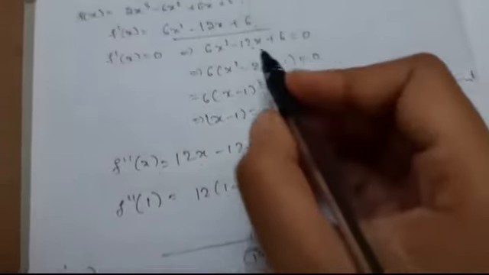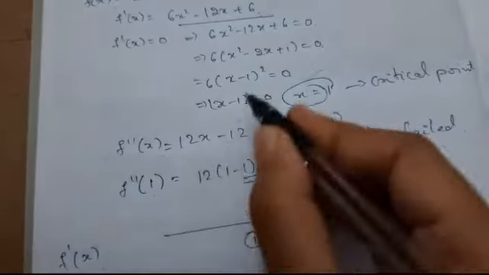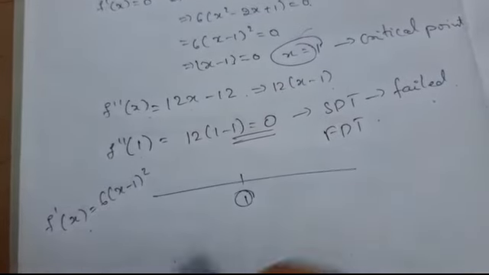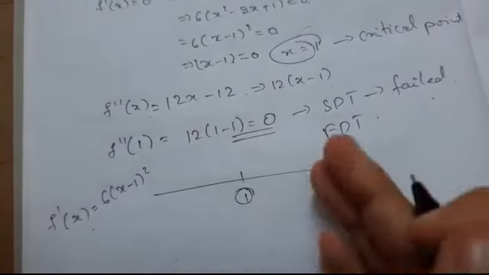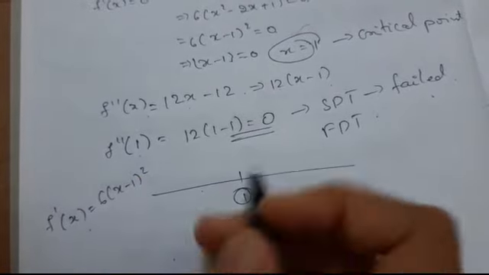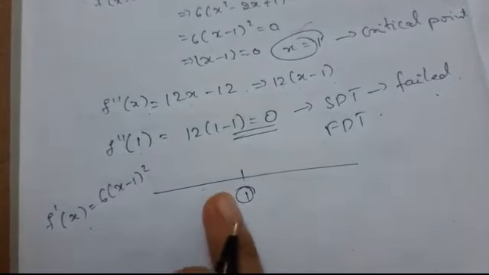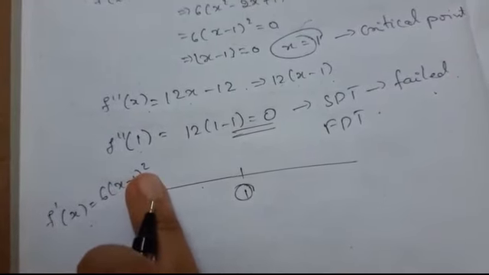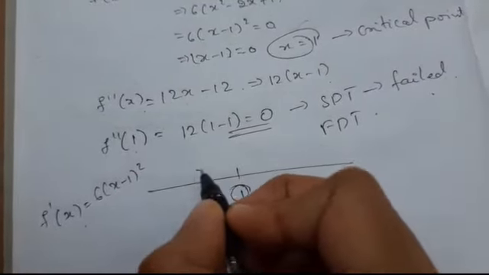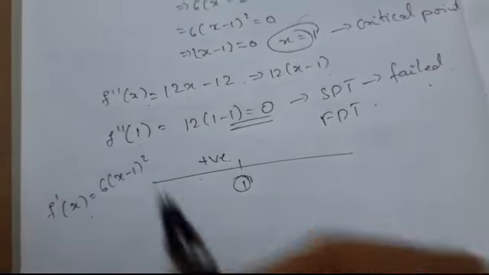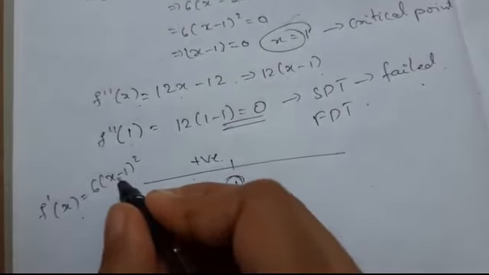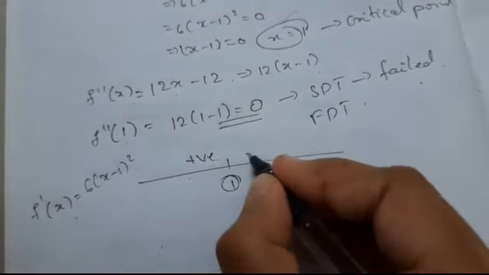So what was our f dash of x? f dash of x was 6 into x minus 1 whole square. So taking a point towards the left of 1, if I take any point from the left side, say 0, then 0 minus 1 is minus 1 whole square. It is positive. So whatever the value here, it is positive. Sign of f dash of x is positive. Towards the right side, 2 minus 1, 1 square, again whatever the value, it is positive.